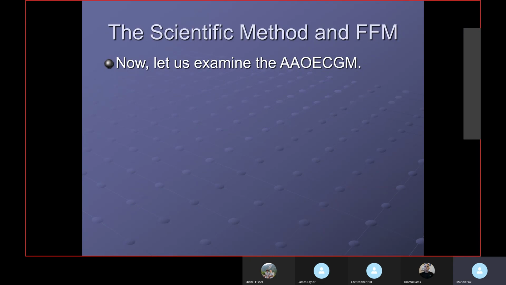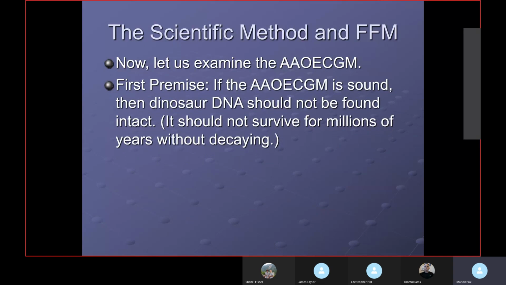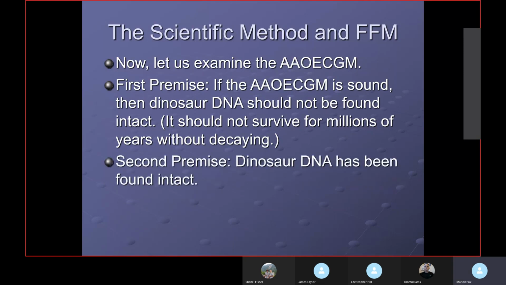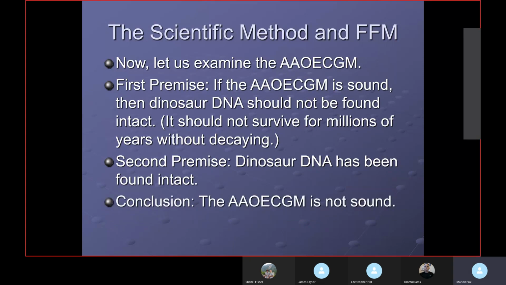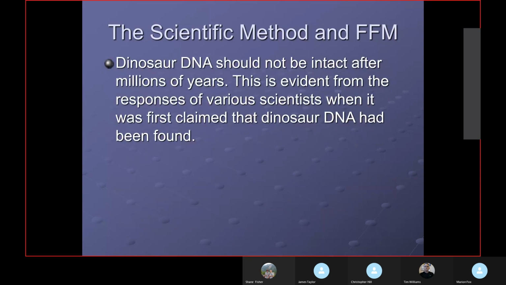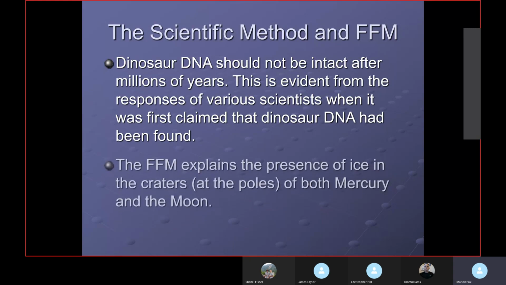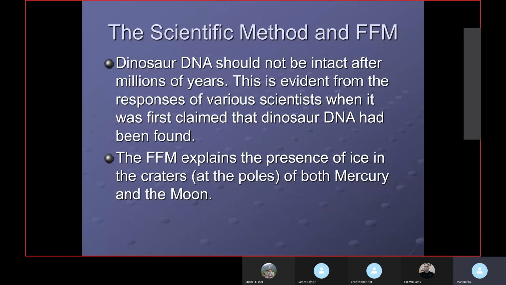Let's examine the atheist, agnostic, old Earth creationist geologic model. If that model is sound, then dinosaur DNA should not be found intact. It should not survive for millions of years without decay. But dinosaur DNA has been found intact, so their model is not sound. Dinosaur DNA should not be intact after millions of years. Now, this is evident from the responses of various scientists when it was first claimed that dinosaur DNA had been found. If you were reading the journals that were being published when they first came out with dinosaur DNA claims, you saw that they were saying, well, that just can't happen. And there were a lot of writers who claimed that.